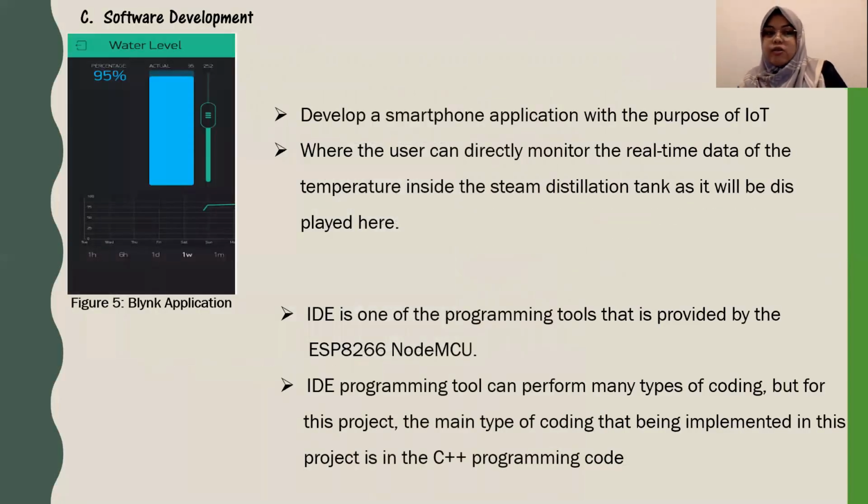Next is the software development. Figure 5 is the Blynk application interface, where the user can directly monitor the real-time data of the temperature inside the steam distillation tank, which is displayed inside the Blynk application. To program the NodeMCU, we are using the IDE, and the coding is C++ programming code.